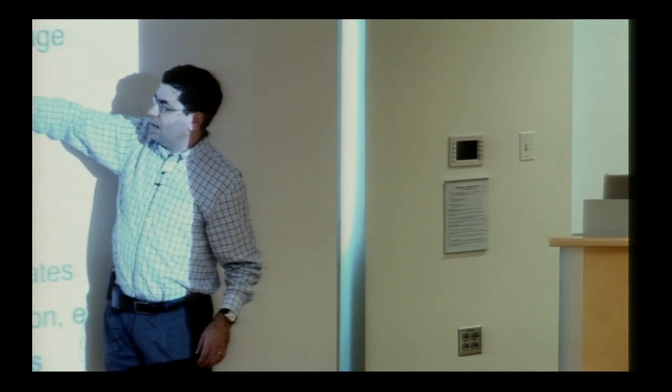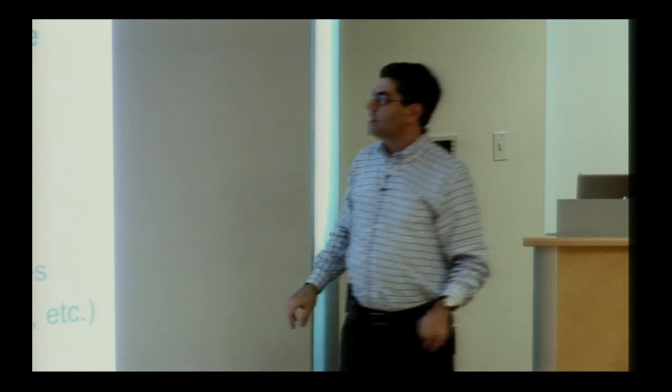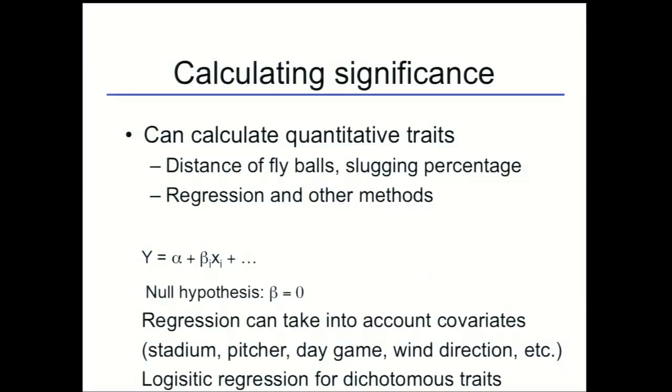And you can do this using regression, and for both the quantitative trait and the dichotomous, or yes-no, trait, the regression-based framework is the way that most people do this. Essentially you model your phenotype y as some mean value plus a set of betas, which are the regression coefficients, times x sub i, which is your genotype in the genetic context. And your null hypothesis is that beta is 0, which would mean that it doesn't matter what your genotype is at this locus.